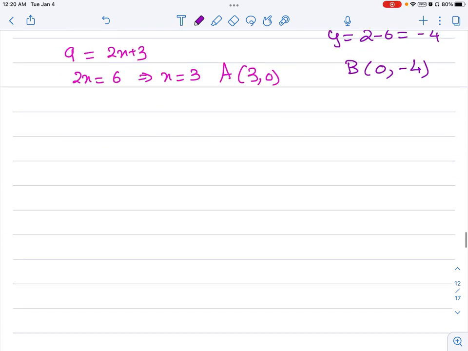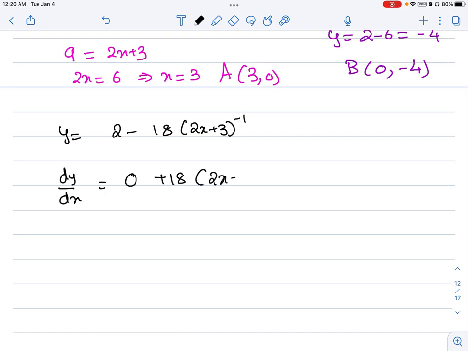So coming back to the question, we know that y is equal to 2 minus 18 times (2x plus 3) to the power of minus 1. So I find dy by dx. The derivative of 2 is 0, plus 18, minus 1 comes to the front, (2x plus 3) to the power of minus 1 minus 1 is minus 2. Then the derivative of 2x is 2.